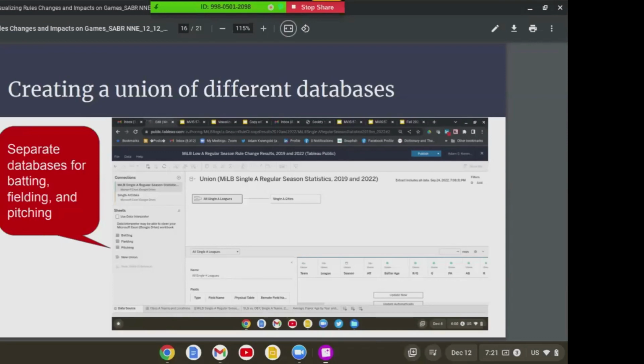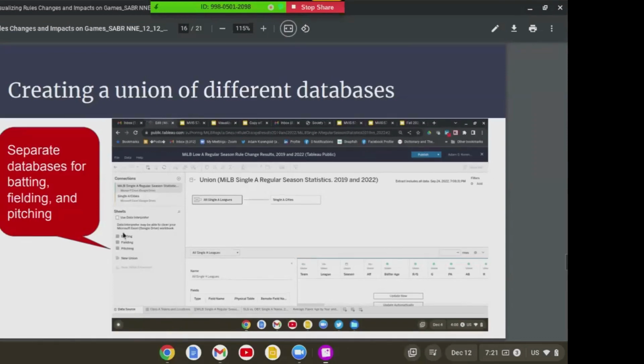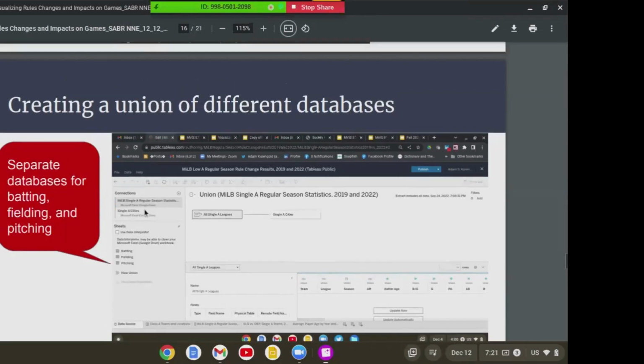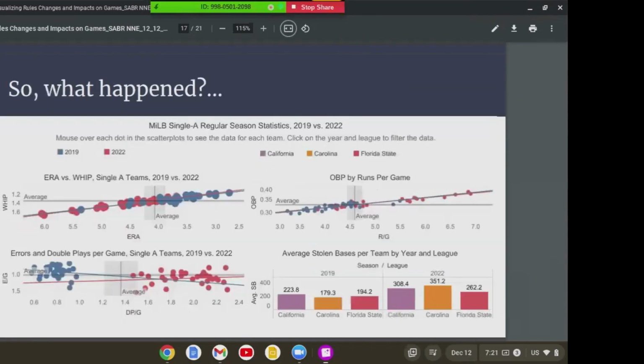But because I was using Tableau, I took these separate databases for batting, fielding, and pitching and locations, and I moved these 3 into a union table. So basically, because I had a common data element, which would be, I think in this case, it was the city and the league, I could tell Tableau to view any record that had, say, the Nationals team for 2019. I wanted to put all of those statistics together. And then I was also able to create a database of single A cities. So what happened, what I got was this.